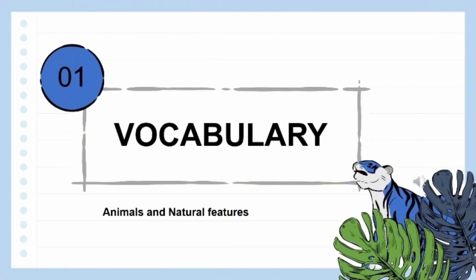Alright, great job everyone. We've just finished learning how to use a, the, and no article. Very useful when you talk about animals and nature. Now let's move on to our next section, vocabulary. In this part, we're going to learn and review some words related to animals and natural features. Things like rivers, mountains, and forests.